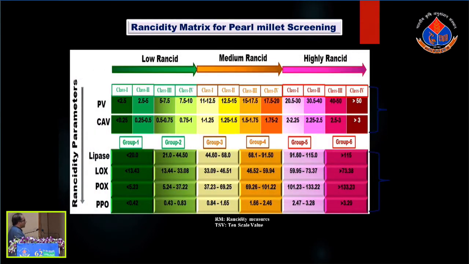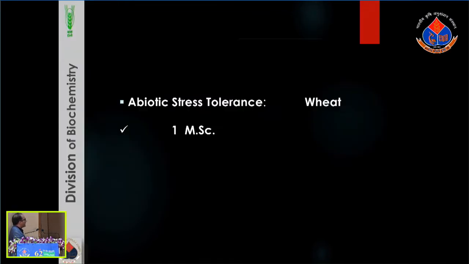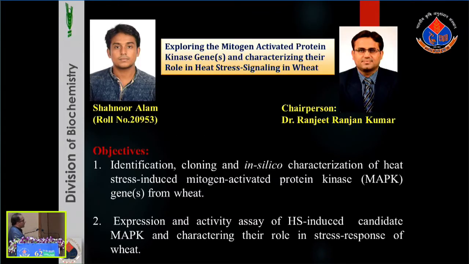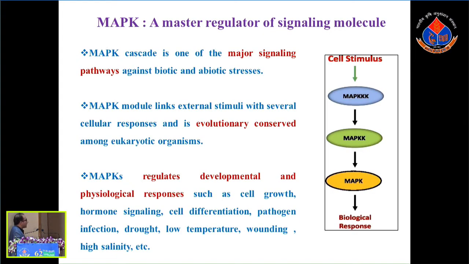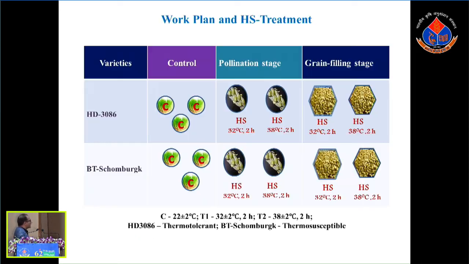Based on these studies, they could prepare a rancidity matrix, which is now being used for the classification of various pearl millet genotypes into different categories. The last student worked in the abiotic stress tolerance area, on the Mitogen-Activated protein kinase enzyme. As you all know, the MAP kinases regulate many kinds of developmental and physiological responses by acting as signaling molecules.